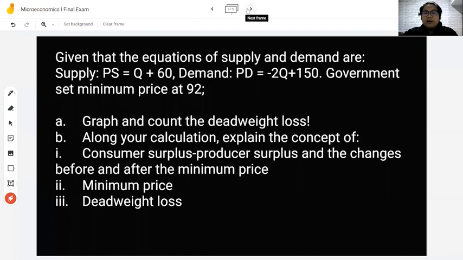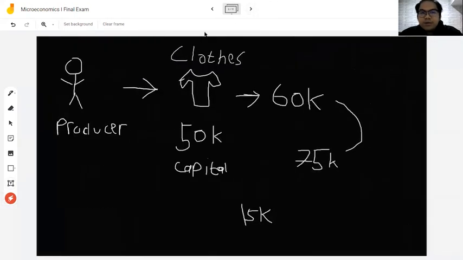Okay, before we calculate the dead weight loss, I am obliged to explain consumer surplus, producer surplus, and the change between minimum price and dead weight loss. So firstly, I will try to explain what producer surplus is with this sketch that I made, because everyone has their own studying type, whether it's from audio, from visual like this, or by moving. It's called kinetic, if I'm not mistaken.